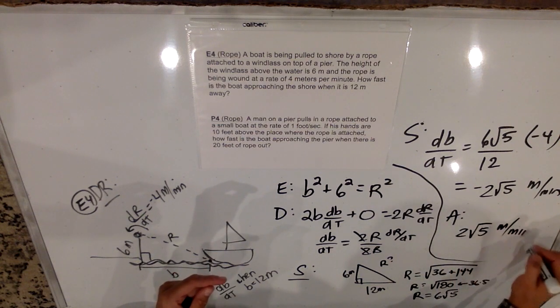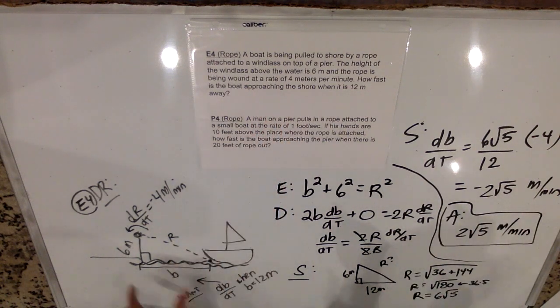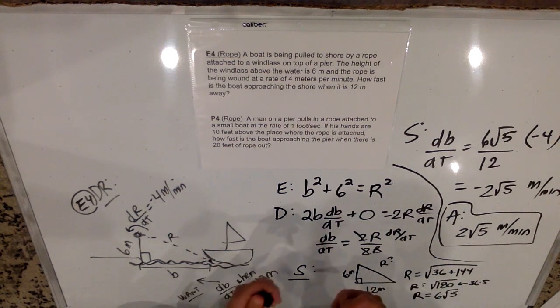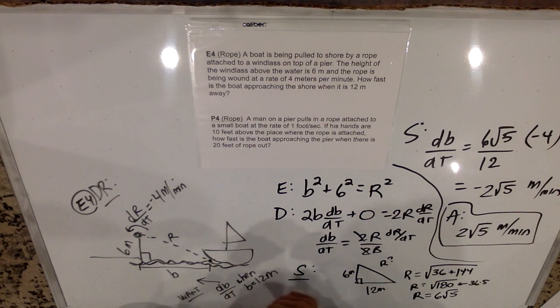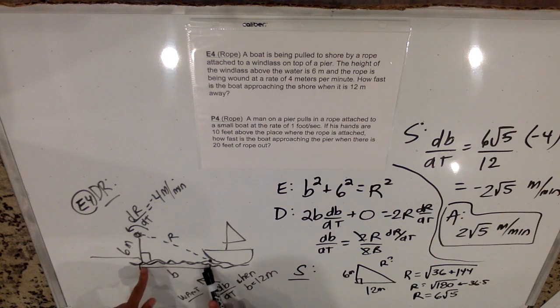I don't need the negative, and the reason I don't need the negative is that since the boat is approaching the shore, b is getting shorter. It's already saying how fast is it approaching the shore. It's approaching the shore at a positive rate of 2 root 5, right? How fast is basically asking you for the scalar, and then the phrase approaching the shore is telling you why there's a negative. So my answer would be 2 root 5 meters per minute. And again, it's meters per minute because b was measured in meters. It was a length, for which we've been using meters, and t is measured in time, which in this problem was minutes.